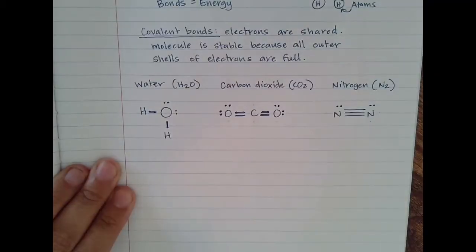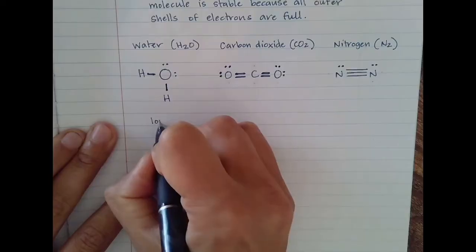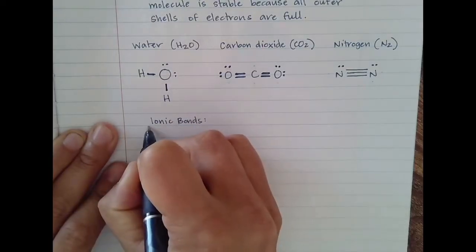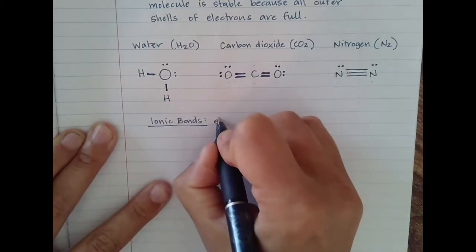That's for covalent bonds. In ionic bonds, instead of sharing electrons, electrons are stolen.